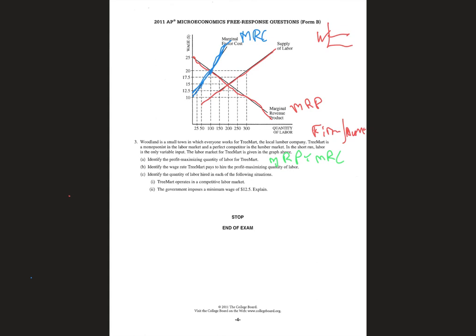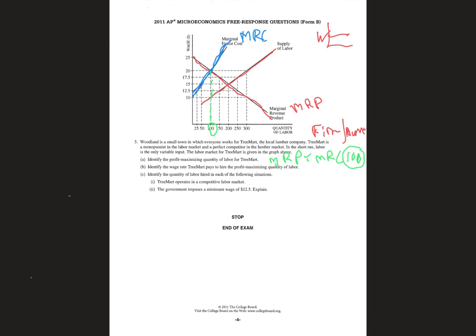So in this case, MRC is here and MRP is here. I'm going to travel all the way down. See, that's a quantity of 100, okay? That would be my answer. They don't ask you to explain, so what's the profit maximizing quantity? It's 100 workers, okay? 100 workers who are going to be hired by this particular company.